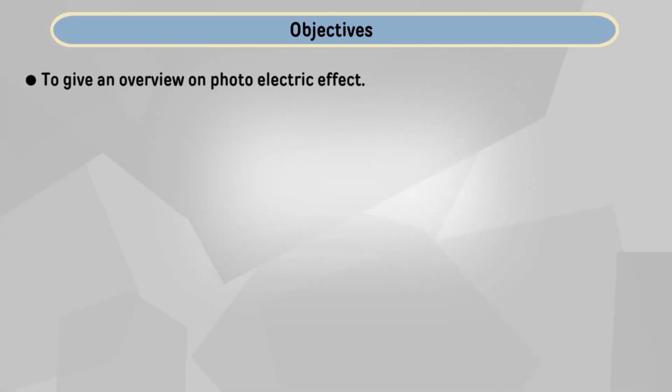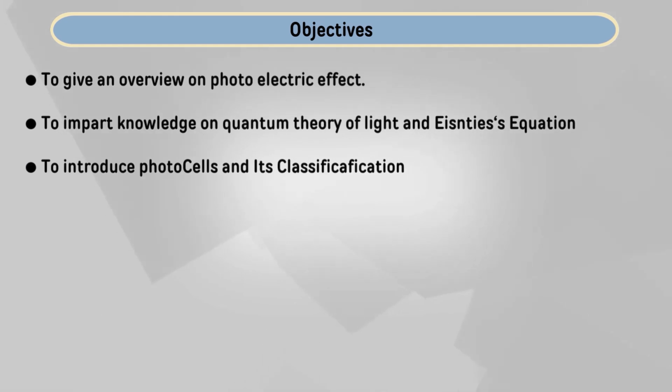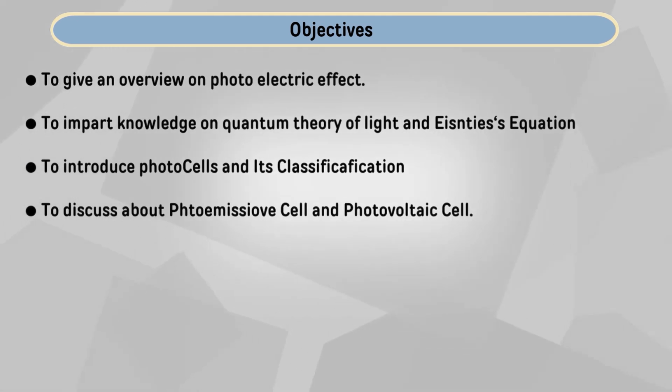The objectives of this lecture are to give an overview of the photoelectric effect, to impart knowledge on the quantum theory of light and Einstein's equation to explain the photoelectric effect, and to introduce the devices based on this photoelectric effect, that is photocells and their classification in terms of photoemissive cells and photovoltaic cells, and then to discuss the photoemissive cells and the photovoltaic cells in detail with a comparison.